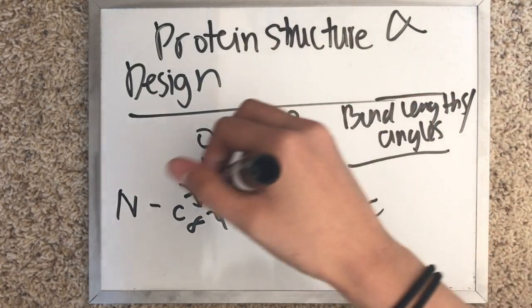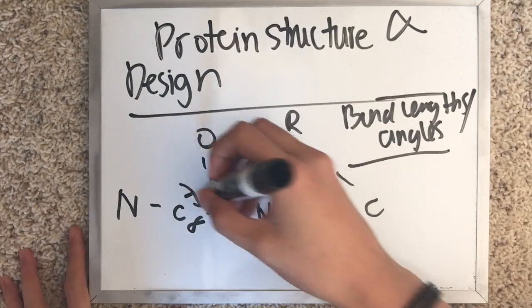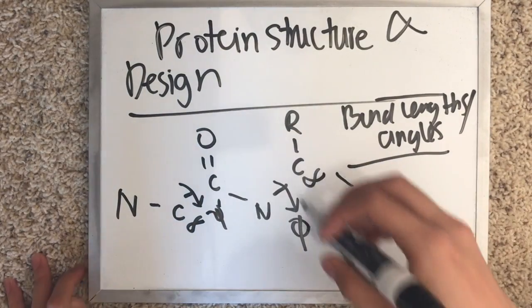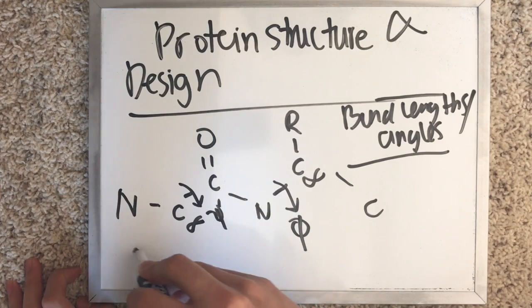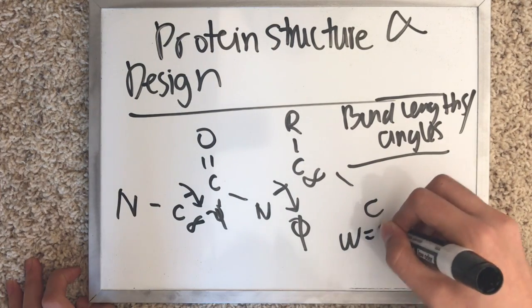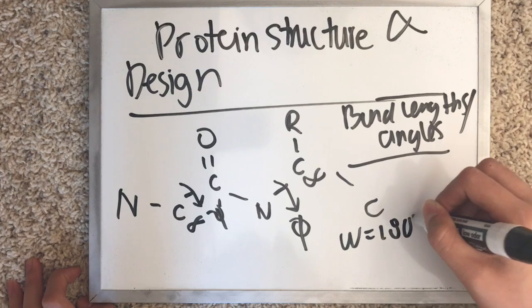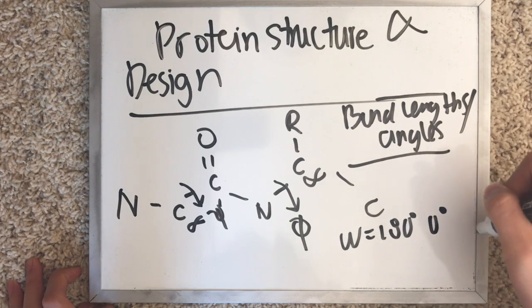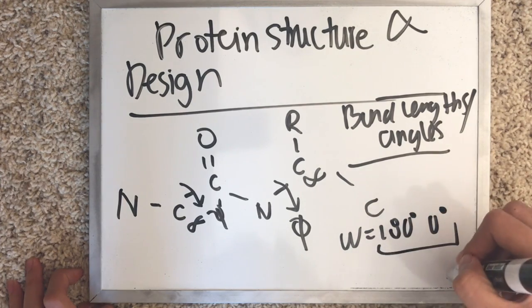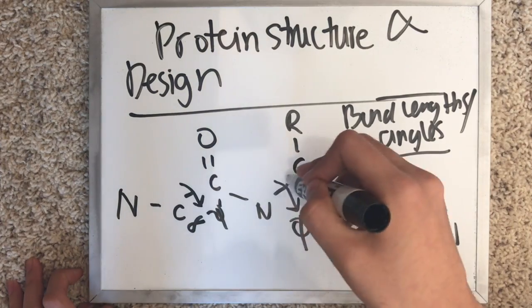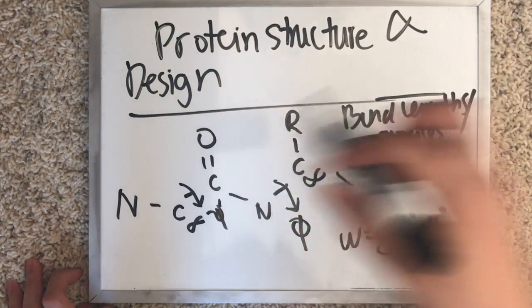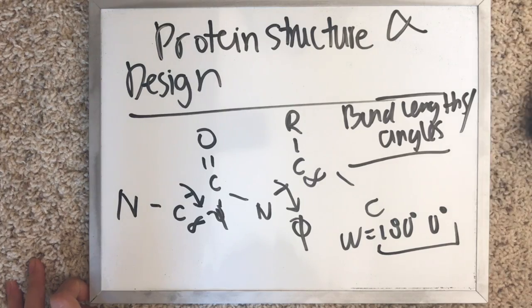And between the C and the next N, you have omega. This way you can represent a protein. Omega is either 180 or 0 degrees. These are just the trans or the cis formation. So just by altering these two angles, you could basically determine the structure of a protein.